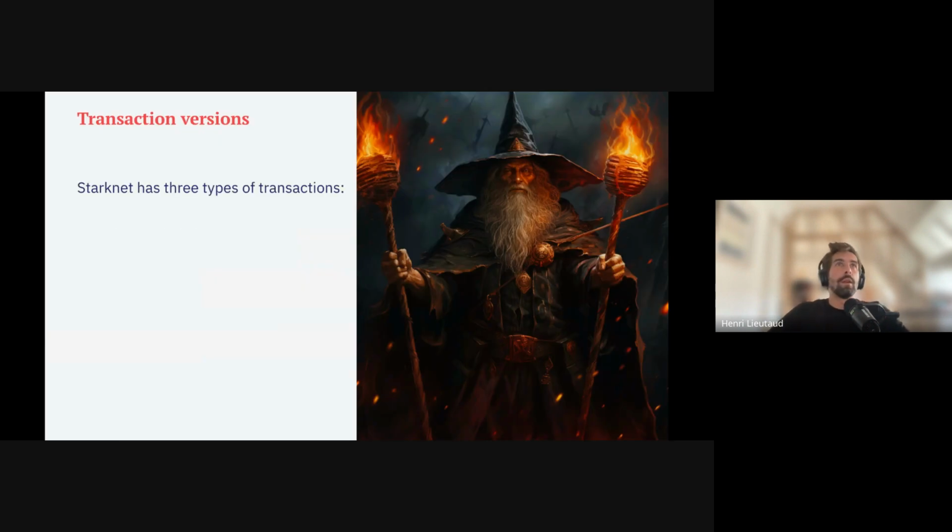So what kind of transactions do we have on Starknet? There are 4 kinds of transactions existing in the network and 3 that are active. I asked Midjourney to do a wizard with 3 choices, but somehow he just had 2 torches, but it looks good, so I included it.